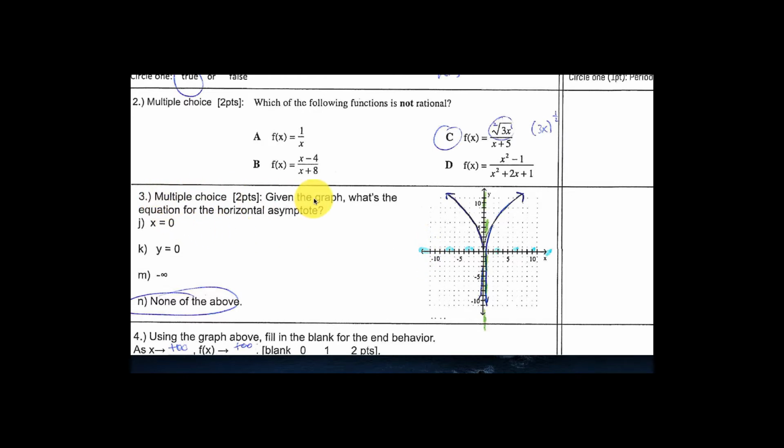Question number 3, given the graph, what's the equation of the horizontal asymptote? This would be a horizontal asymptote. But it doesn't appear that the graph has a horizontal asymptote. Maybe up here, you're not sure. So the answer would be none of the above. Not very clear from the picture.